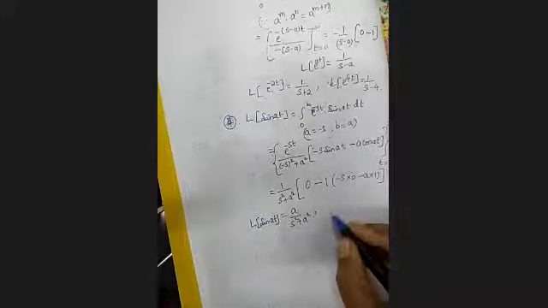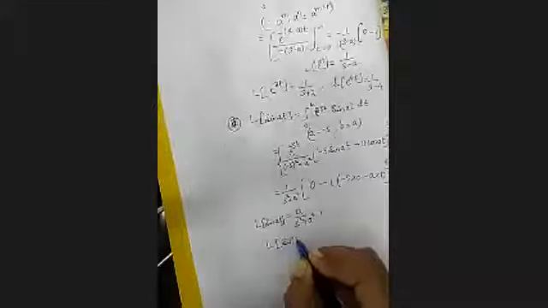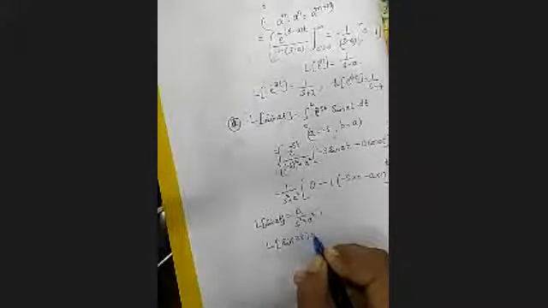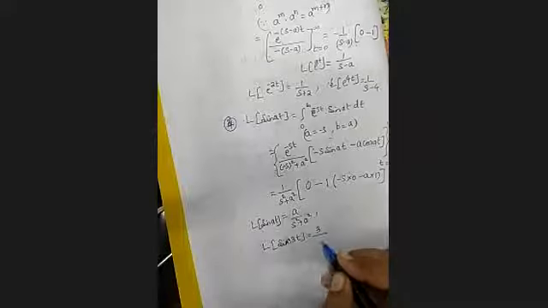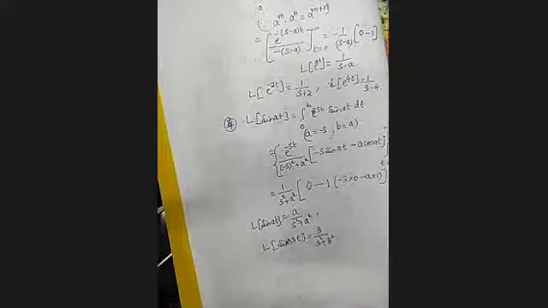So tell me, for example, if we are finding Laplace of sine of 3t, what will we get? 3 divided by s square plus 3 square, that is 9.